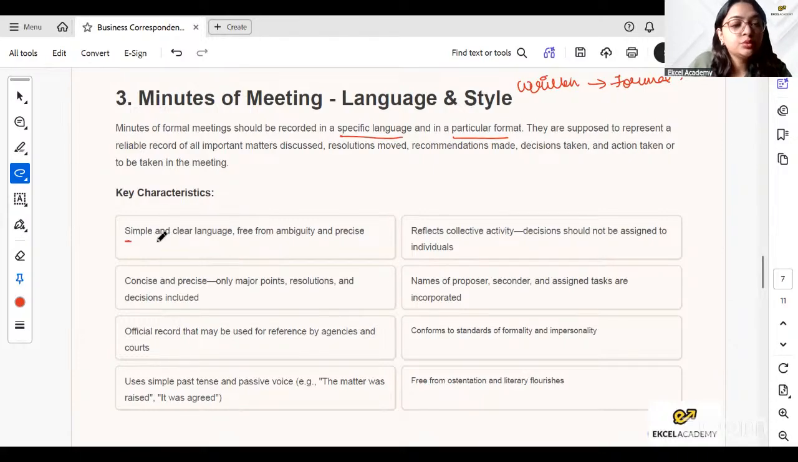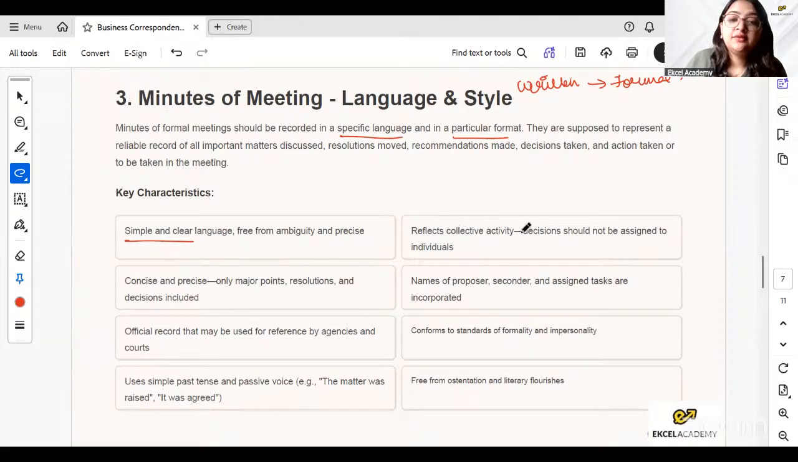Your language should be simple and clear. This is something that we have been studying time and again in your business communication itself, that wherever you are using English, make sure that you are using simpler, clear language. Any language would matter, but English is the most commonly used in your business correspondence, right?